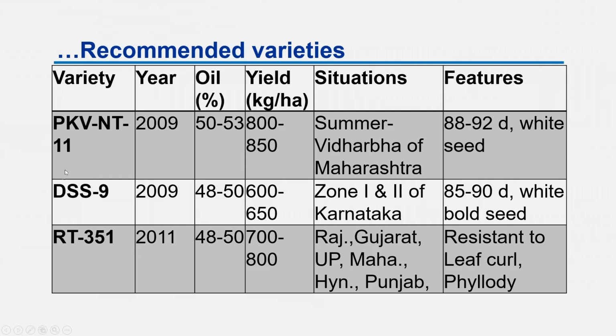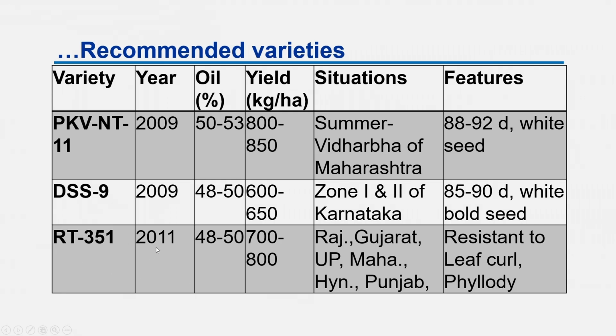DSS 9, it was released in 2009 and oil content 48 to 50%, yield potential 600 to 650 kilogram per hectare, and it is recommended for zone 1 and zone 2 of Karnataka and matures in 85 to 90 days and white bolled seeds. Next variety is RT 351.